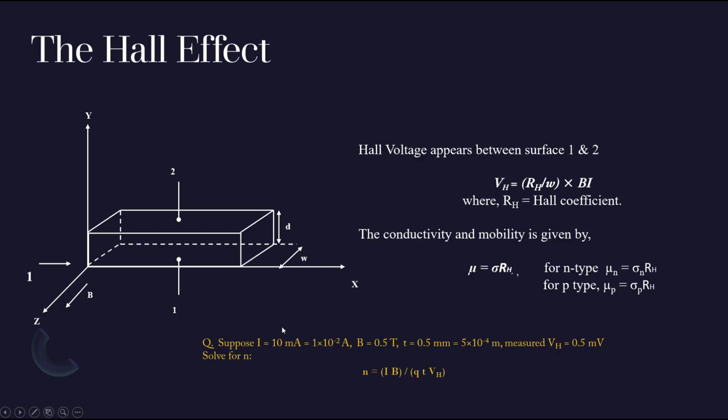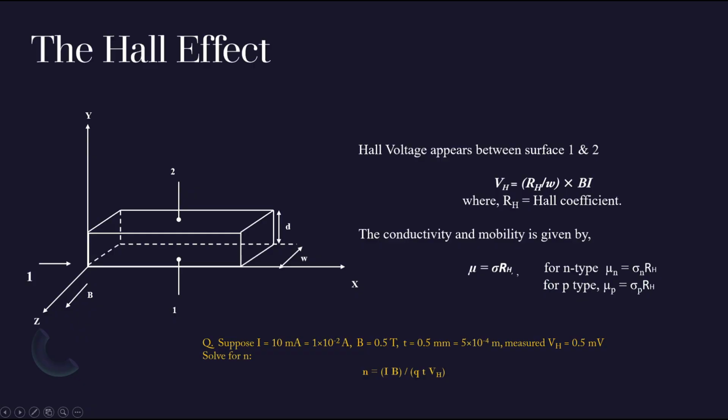Now, to move forward, let us consider an example and see how we can use this Hall effect for determining the solution to any question. Suppose the current I is 10 milliampere, which is 1 into 10 to the minus 2 ampere. The B value is given as 0.5 and D is 0.5, and the measured VH is 0.5 millivolts. So we have to solve for n, where n is given by this relation.